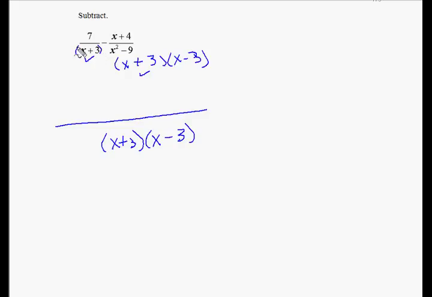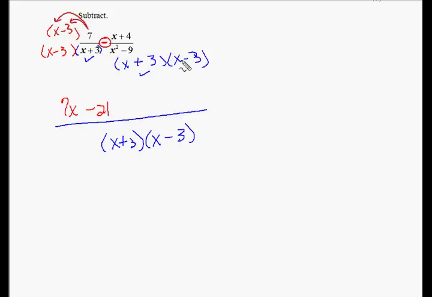This first fraction only has one factor in the denominator. It's missing a factor, and the factor it's missing is that x minus 3. So I put that both in the denominator and in the numerator, so I keep the balance. Taking a number and dividing it by itself is 1. Multiplying by 1 doesn't change anything. So using the distributive property, that gives me 7x minus 21.